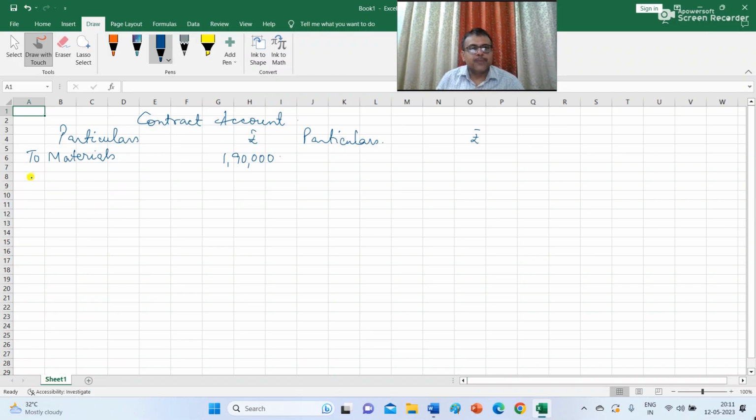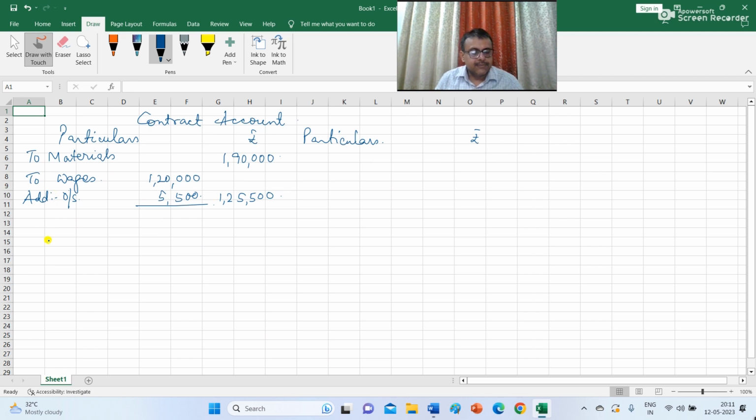Next is wages paid. To wages rupees 1,20,000 and add outstanding wages of rupees 5,500. So sum total of these two is 1,25,500. Now this wages outstanding will be recorded at the end of the account.